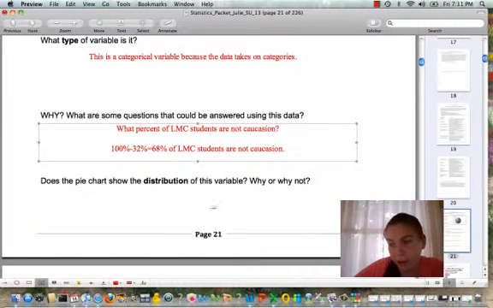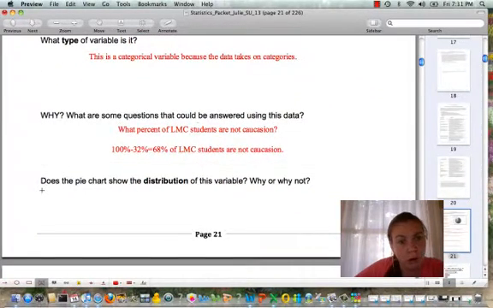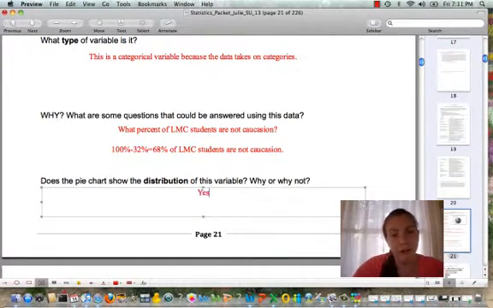So we would say here, yes, the percents show us how often the variable takes on different ethnicity.